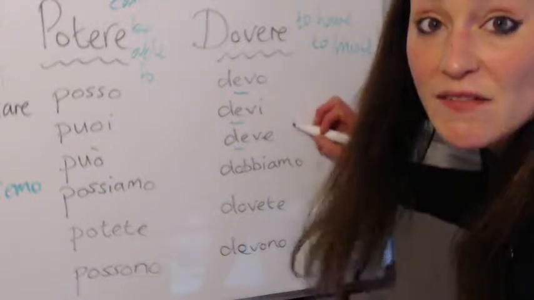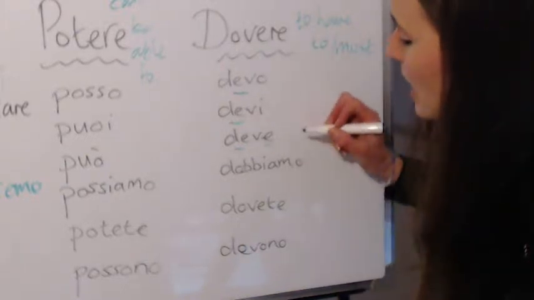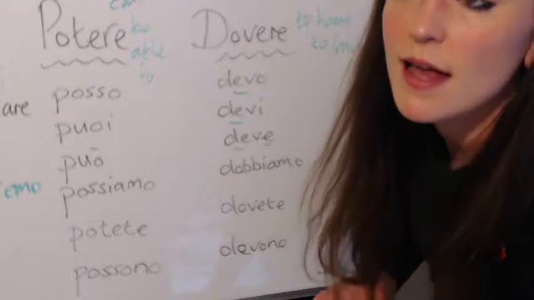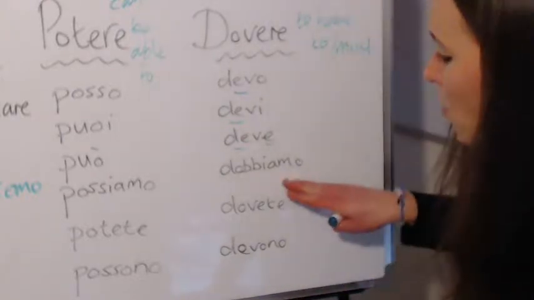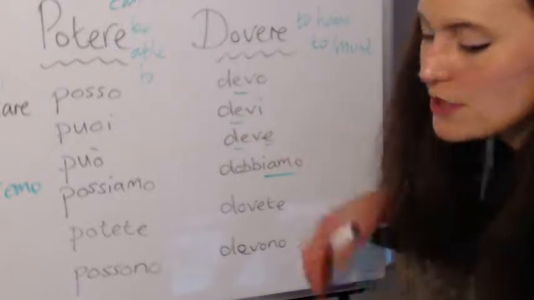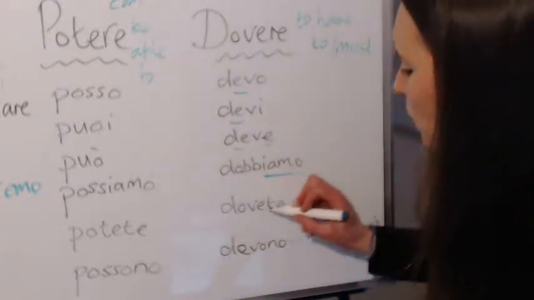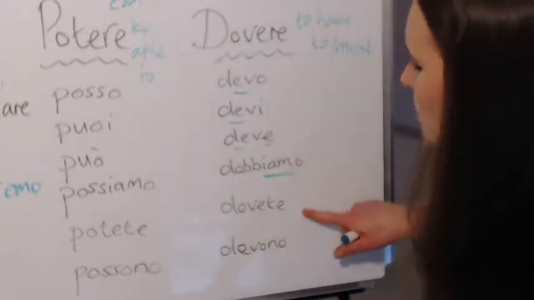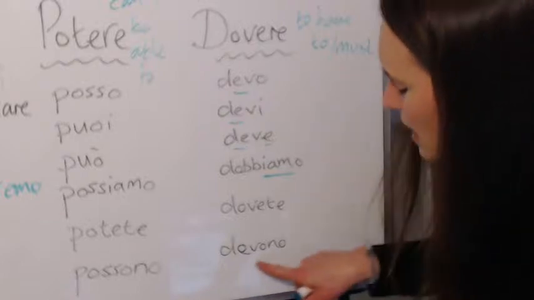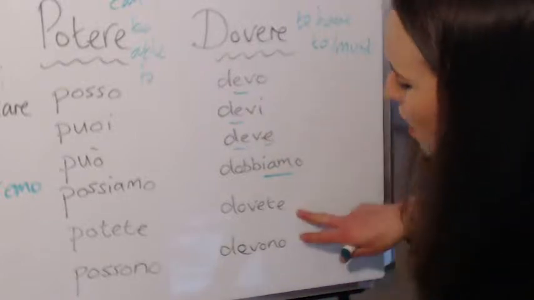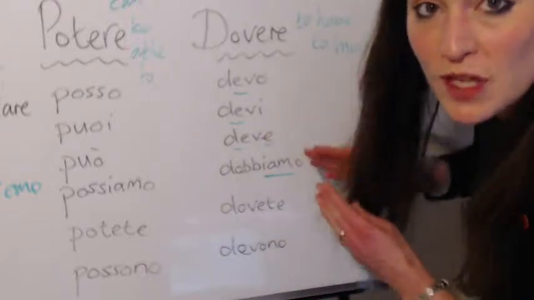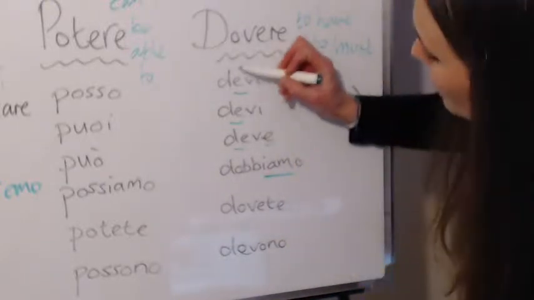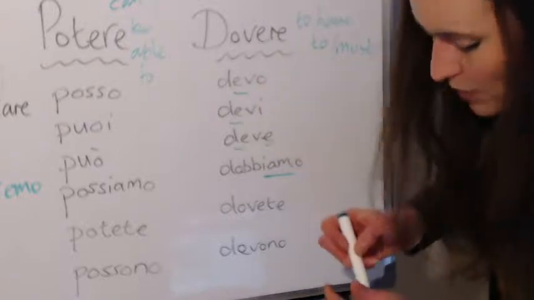Devo, devi, deve. Remember an E sound is always an E. Deve. Dobbiamo. Nice little iamo sound, so that's the noi form. Dovete. So that sort of follows the normal rule. Devono. So everything apart from the voi form is irregular as far as the sort of normal endings go, and also the change of the stem of the verb. So don't worry too much about that.